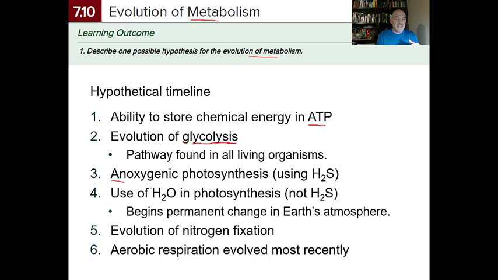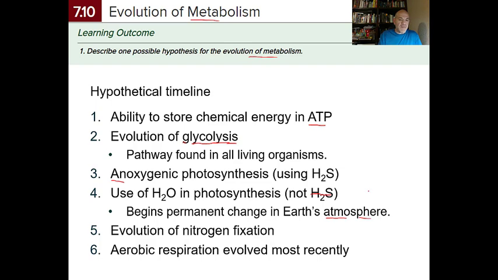So in the early metabolism, the photosynthetic organisms weren't splitting water. They were splitting H2S instead of H2O. And so what that would have produced instead of oxygen is sulfur. So they were generating sulfur as a product. So the early photosynthesizers were anoxygenic. And then we have the evolution of oxygenic photosynthesis. Here we're not using dihydrogen sulfide. Instead, we're using dihydrogen monoxide, which is water. And oxygen is being produced, and that basically changes the atmosphere of the Earth at that point.